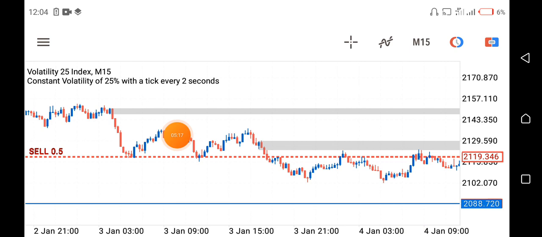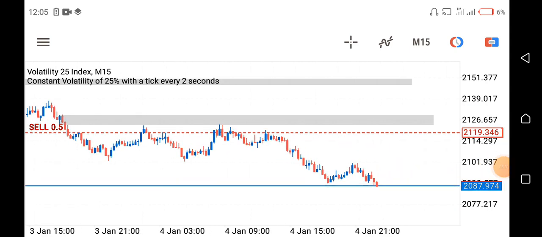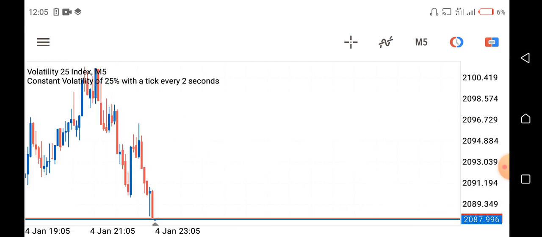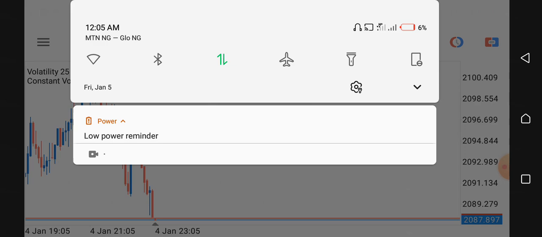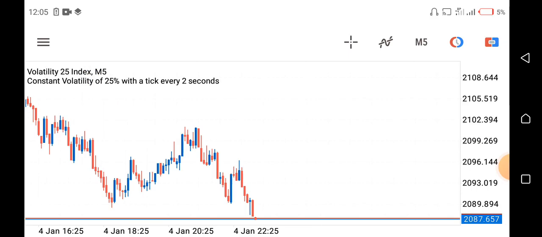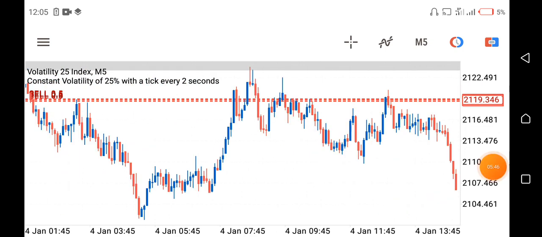And this is the second one. The market is yet to get to this zone. But whenever the market gets to this zone, it has to react to it and then drop to the downside. So first of all, going down to the 5 minutes time frame, you can see that I've got this zone here.